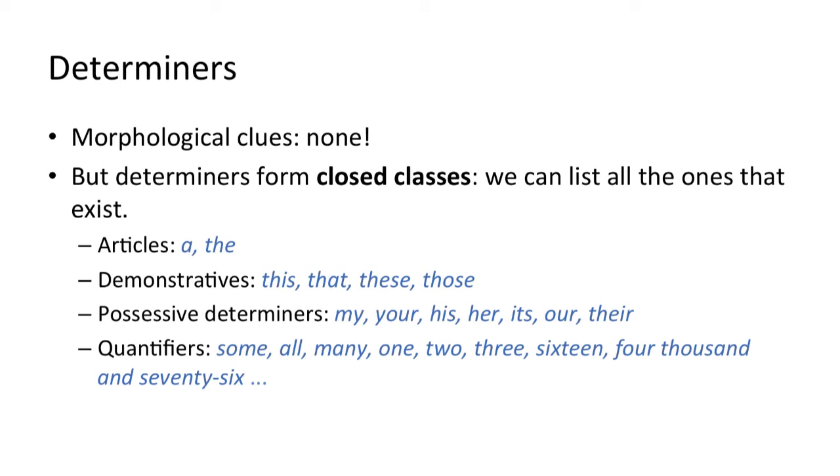The last type of determiner is the quantifiers, and they're harder to list because there's rather a lot of them. Quantifiers are words that tell you how many there is of something. That includes words like some, or all, or many, but also all number words like 1, 2, 3, 16, 4076.